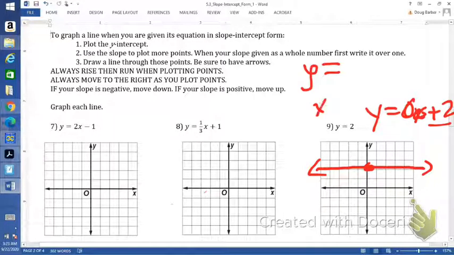If I wanted x equals 2, it's a vertical line through x equals 2.